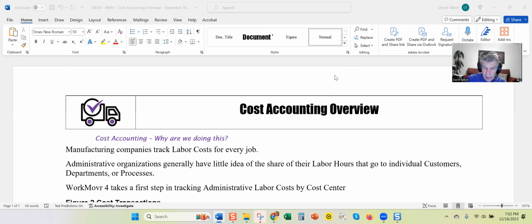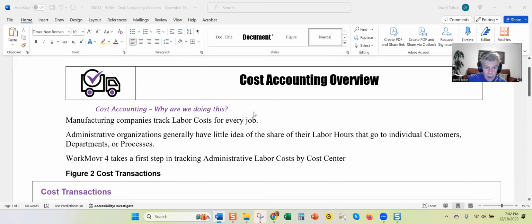I'm CTO at WorkMovr. I'd like to talk about cost accounting overview, which is a new feature in WorkMovr 4. The first question is, why are we doing this?